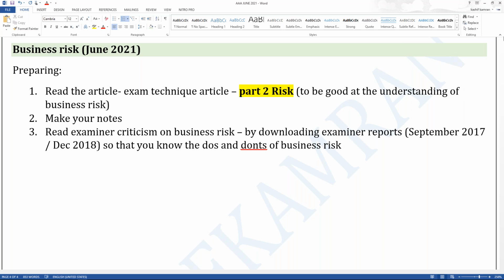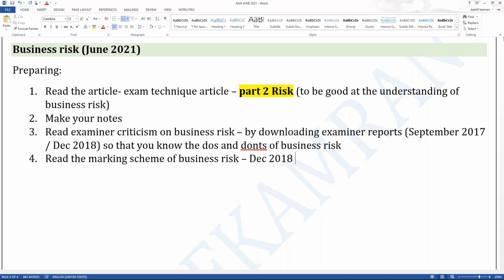Once you have the knowledge of business risk, once you have made your notes, once you have read the criticism of the examiner and you know the do's and don'ts of business risk, now you are in an ideal capacity to start practicing business risk. Fourth thing, read the marking scheme. Read the marking scheme of business risk from the latest paper available, published. Even though business risk has come after December 2018, that paper is not published. So the most updated published paper of business risk is December 2018.